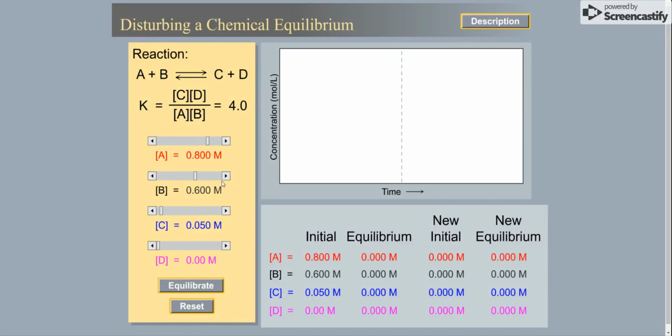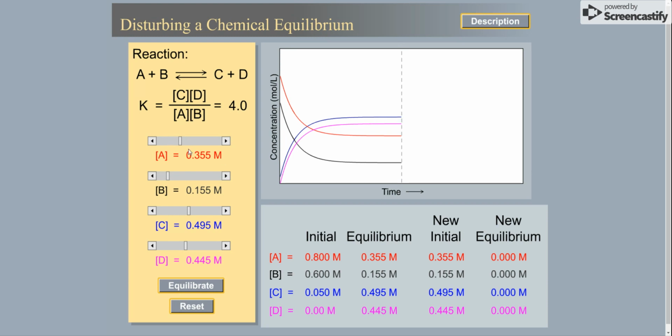So let's try this again, and we'll just use these values that are preset. If I equilibrate, then there is my A going down. I started off with more A. There's my B going down, and they go down at the same rate because it's a 1:1 ratio. And I had slightly more C than D, so they go up.